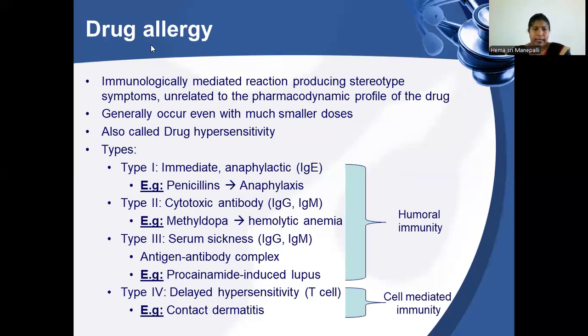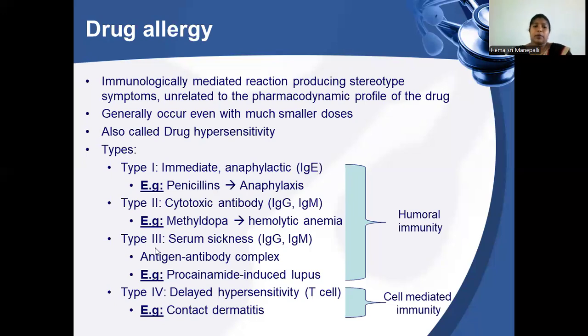The next one is drug allergy. It is an immunologically mediated reaction producing stereotype symptoms unrelated to the pharmacodynamic profile of the drug. It generally occurs even with much smaller doses, and is also called drug hypersensitivity. There are 4 types: type 1, type 2, type 3 and type 4. Type 1 is immediate or anaphylactic, where the immunoglobulin involved is IgE.